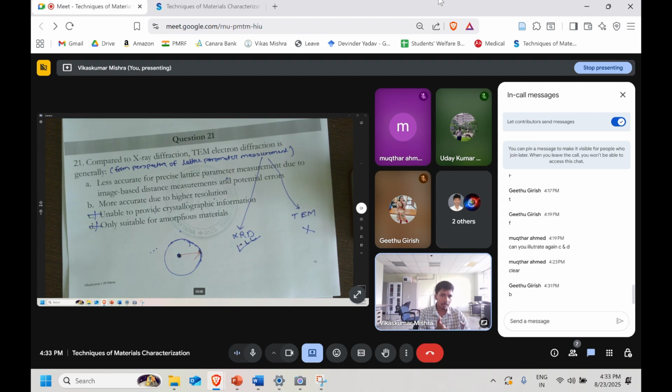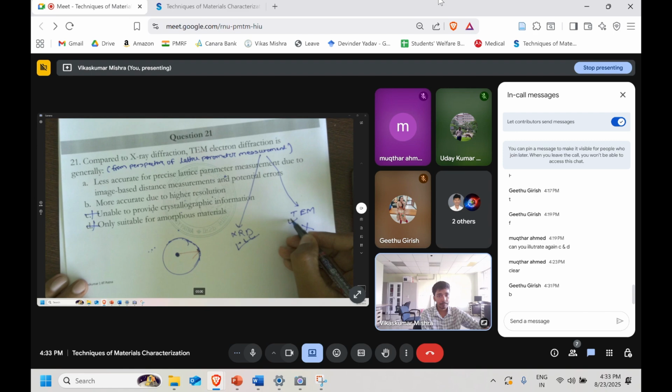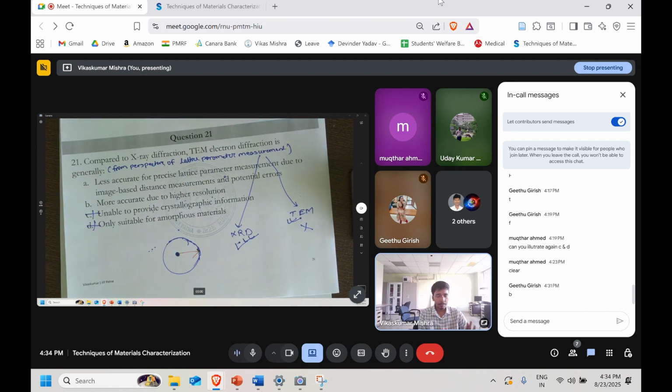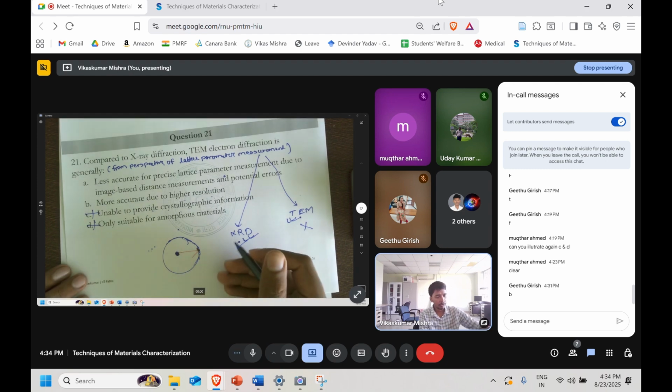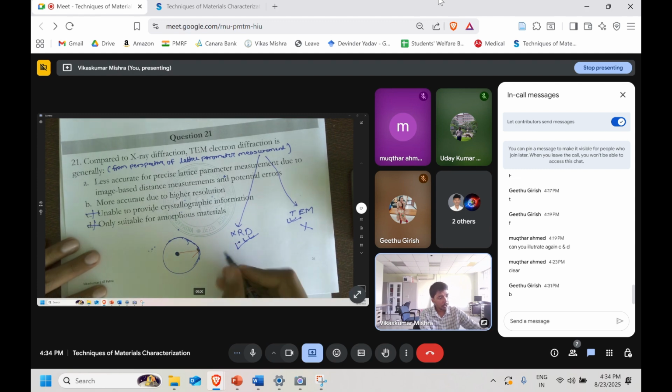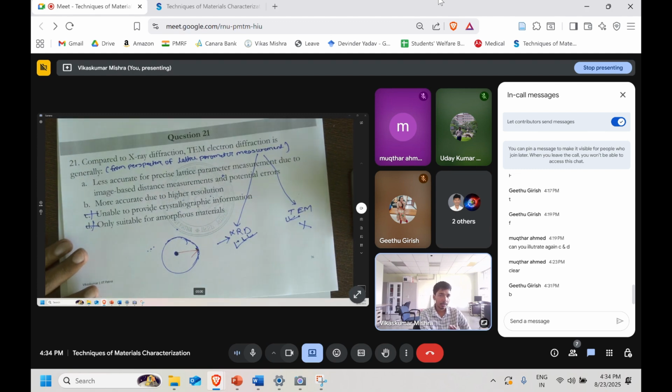One can ask under what condition I should use the TEM for lattice parameter measurement. For example, you have composites and you want to see what happened to the lattice parameter of a particular region only. In that case you should use the TEM. If you want the generalized XRD pattern, the lattice parameter of the entire specimen, you should use the XRD instead of TEM.